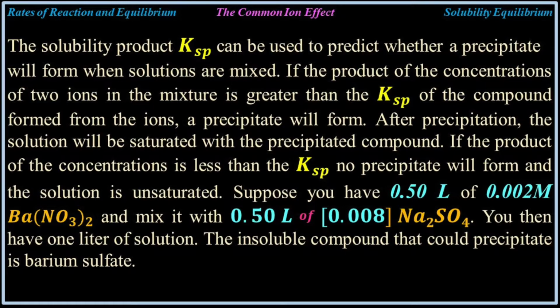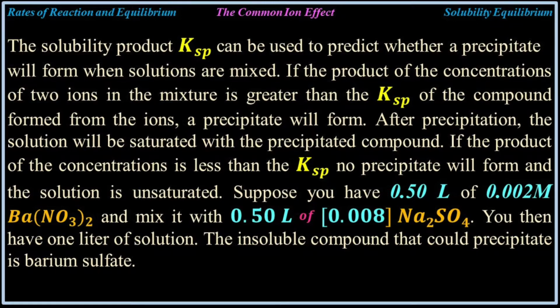The solubility product, KSP, can be used to predict whether a precipitate will form when solutions are mixed. If the product of the concentrations of two ions in the mixture is greater than the KSP of the compound formed from the ions, a precipitate will form. After precipitation, the solution will be saturated with the precipitated compound. If the product of the concentrations is less than the KSP, no precipitate will form and the solution is unsaturated.